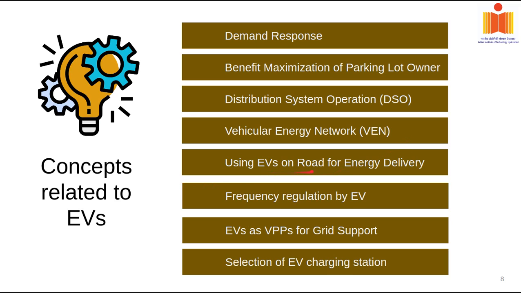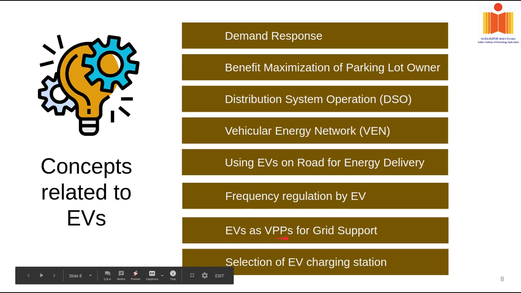Next, using electric vehicles on the road for energy delivery. This is again a similar concept. Next is frequency regulation by EVs. If it's a weak grid like a microgrid, and the frequency needs to be controlled to improve stability, under emergency situations you can use the energy stored in the electric vehicles to regulate the frequency. So that is another concept.